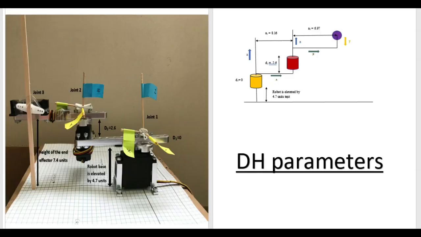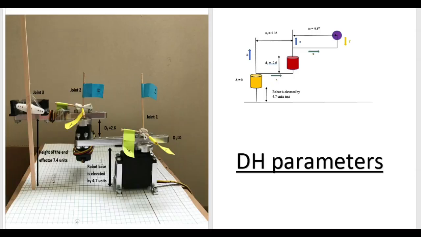To calculate d2, we take the distance between the two x-axes between frames 1 and 2, measured along the z-axis of coordinate frame 1, and we get d2 as 2.6. To get A2, we measure the distance of the two axes of the common normal of frames 2 and 3, and we get A2 as 6.97.